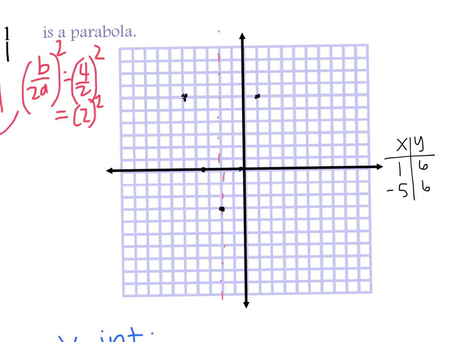So there you go. Now you have a nice, easy way to connect all of your points. So I'll go ahead and do that. Make sure it's curvy at the bottom. It's not a V. And there you have your parabola.